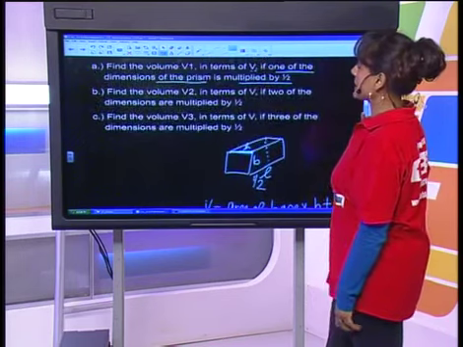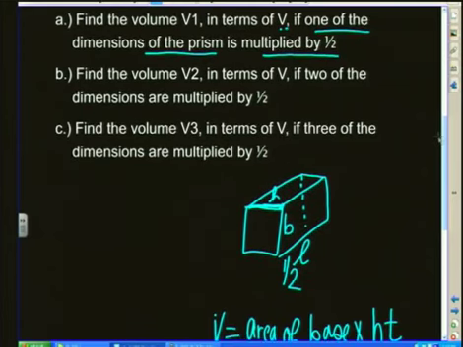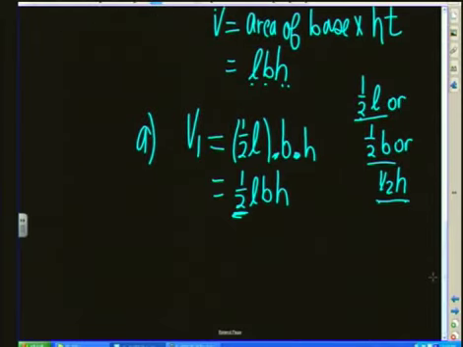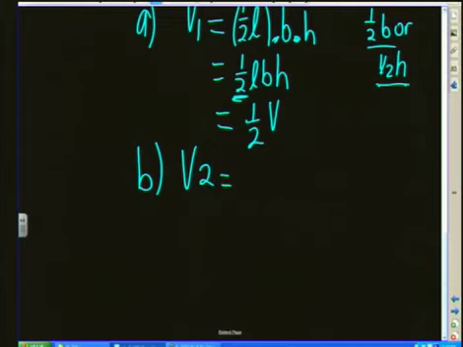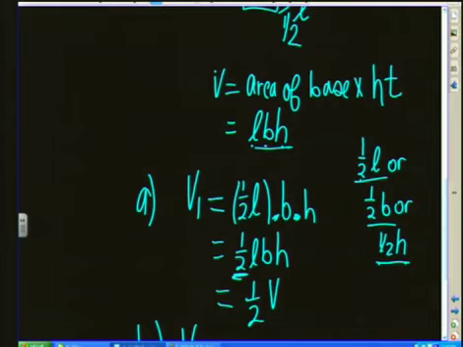Now, part B says find the volume V2 if two of the dimensions are multiplied by a half. Okay, so let's just finish off part 1. So A, our original is V. So V1, which is the new volume, was a half V. Now, part 2, or part B, here we're looking for V2. Remember, your original volume was with nothing happening. The shape was just length times breadth times height.